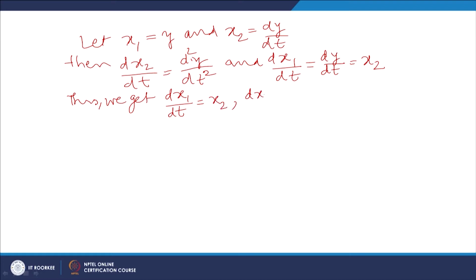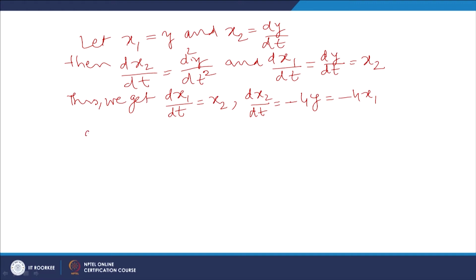Second equation, dx2 by dt is equal to d square y by dt square, and we have the second order equation d square y by dt square plus 4y equal to 0. So this is equal to minus 4y, minus 4y means minus 4x1. So you can see we get two equations, dx1 by dt equal to x2 and dx2 by dt equal to minus 4x1.